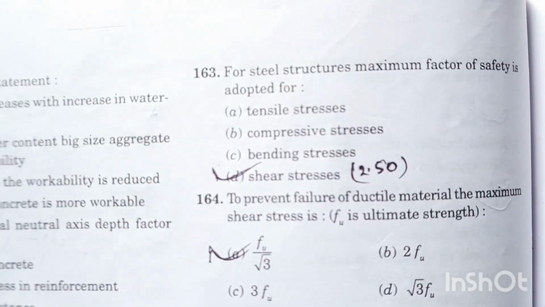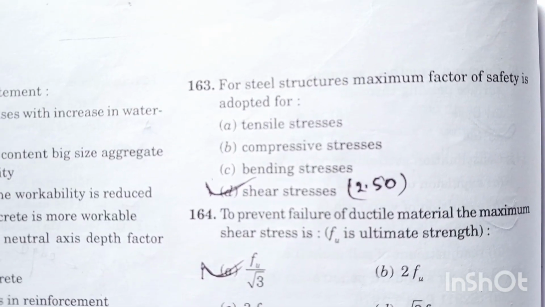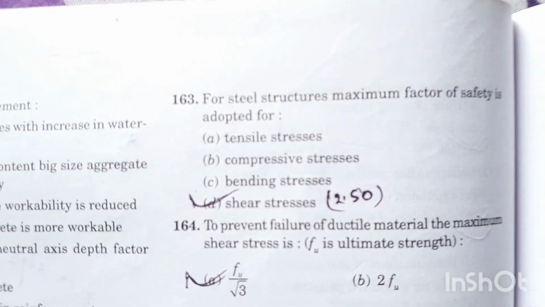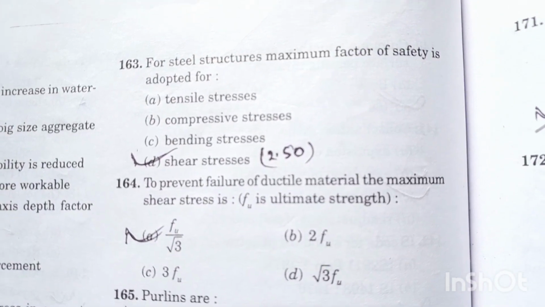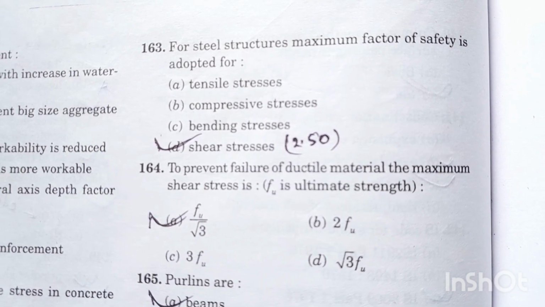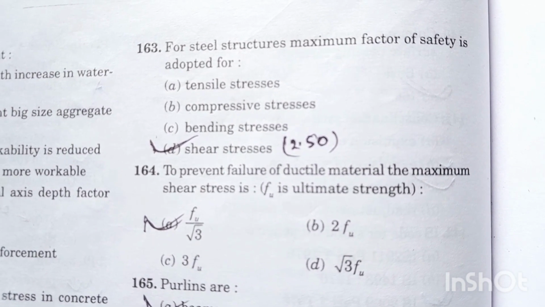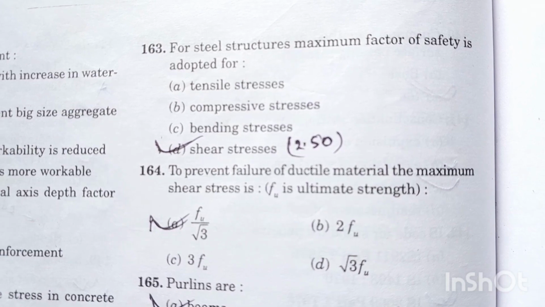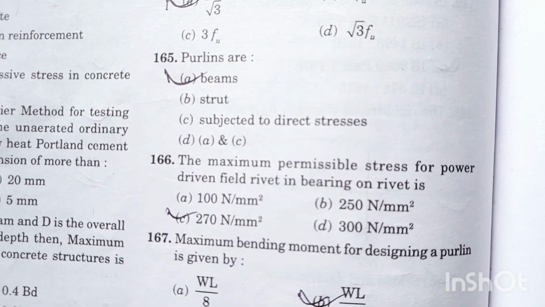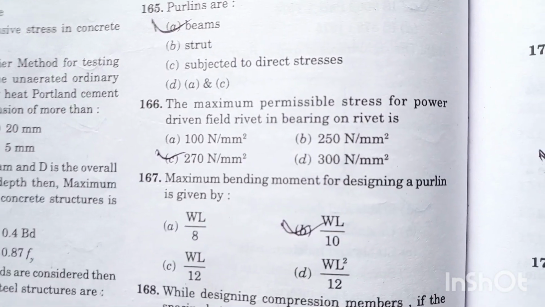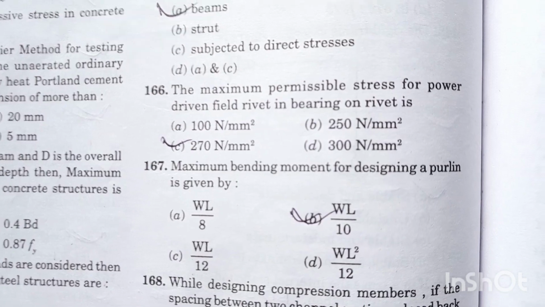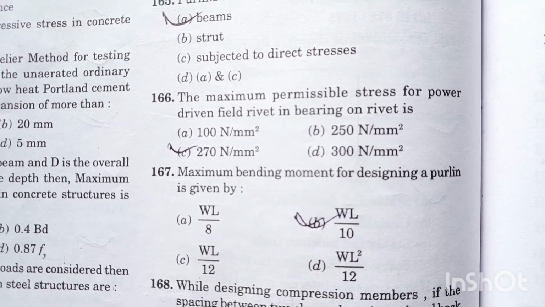Question number 163. For steel structure, maximum factor of safety is adopted for shear stresses, that is 2.50. Question number 164. To prevent failure of ductile material, the maximum shear stress is Fu divided by root over 3. Option A is the right answer, where Fu is the ultimate strength. Question number 165. Purlins are beams. Option A is the right answer. Question number 166. Maximum permissible stress for power-driven field rivet in bearing on rivet is 270 Newton per millimeter square. Option C is the right answer.